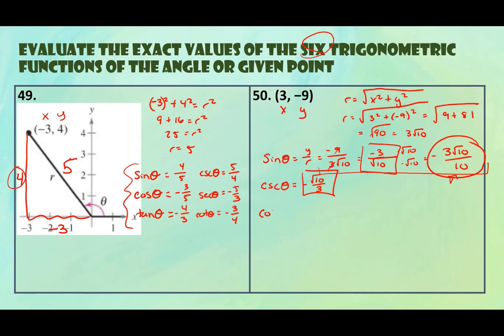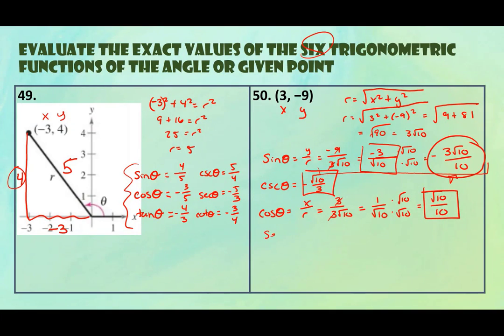Okay, so now we're going to look for cosine, which is going to be x over r. So we have 3 over 3 root 10. What we can do first is cancel out those 3's. So now we have 1 over root 10. Then we're going to rationalize the denominator. So then we're going to get root 10 over 10. So cosine is root 10 over 10.